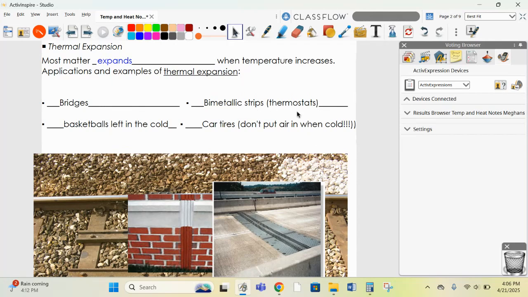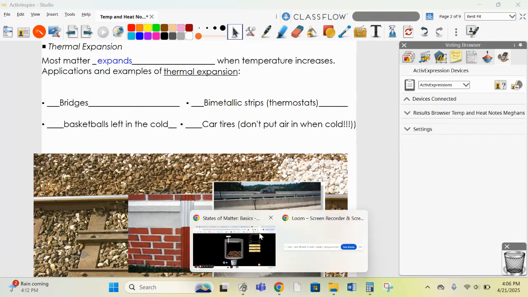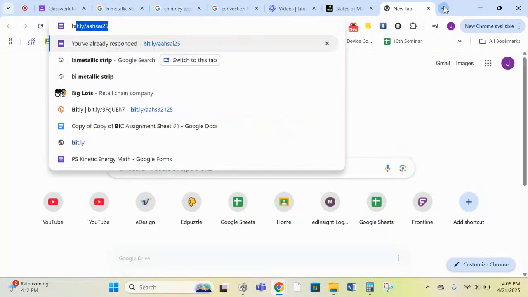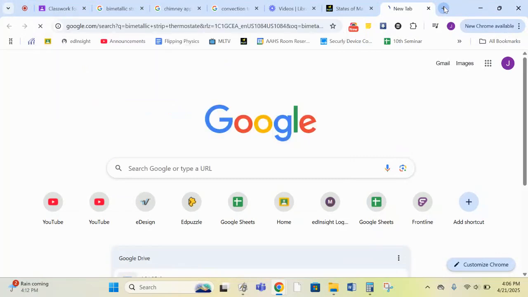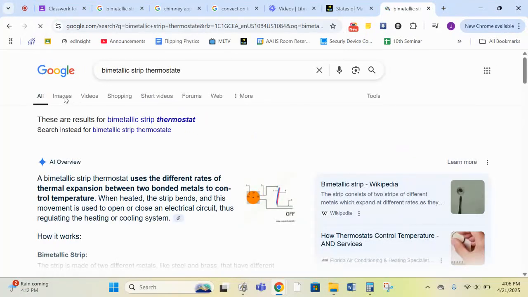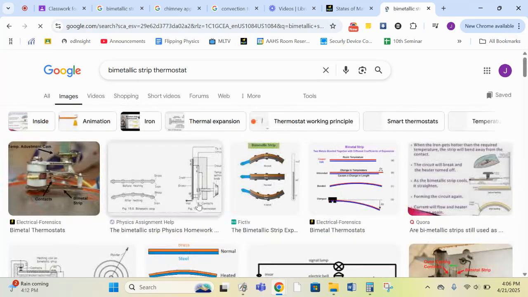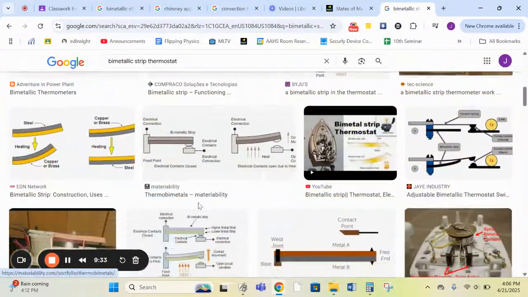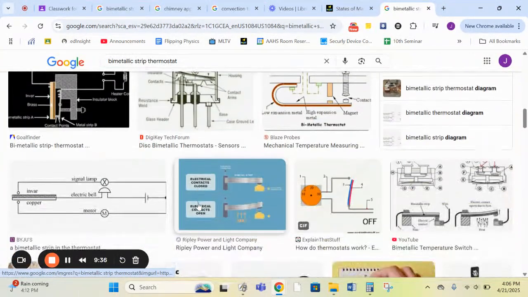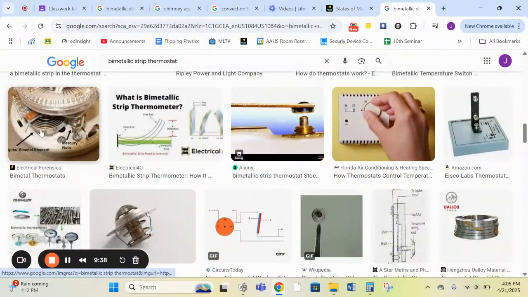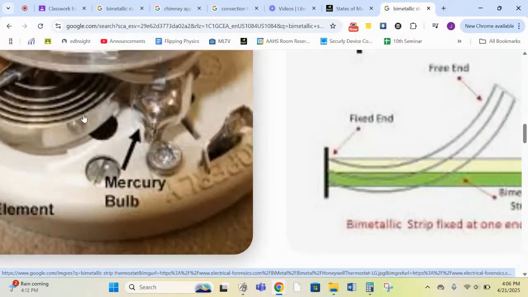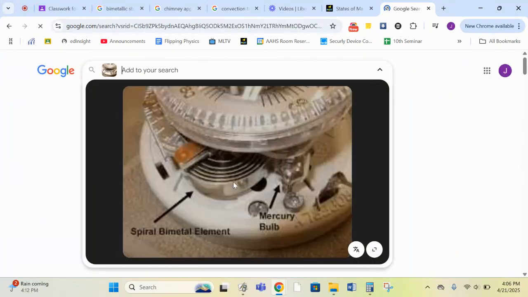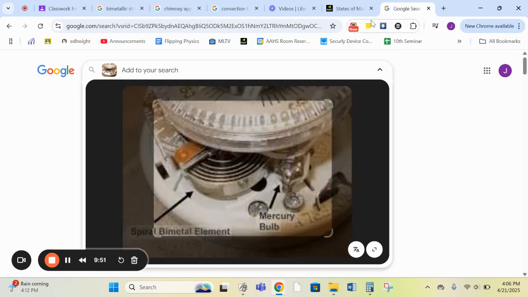Bimetallic strips are used in older homes and old thermostats. If you ever had to take one off, it basically just looks like a little coil. Okay, right here. This little circle part, this is the bimetallic strip, and one part of it will expand a little bit more than the other one and kind of bend around.